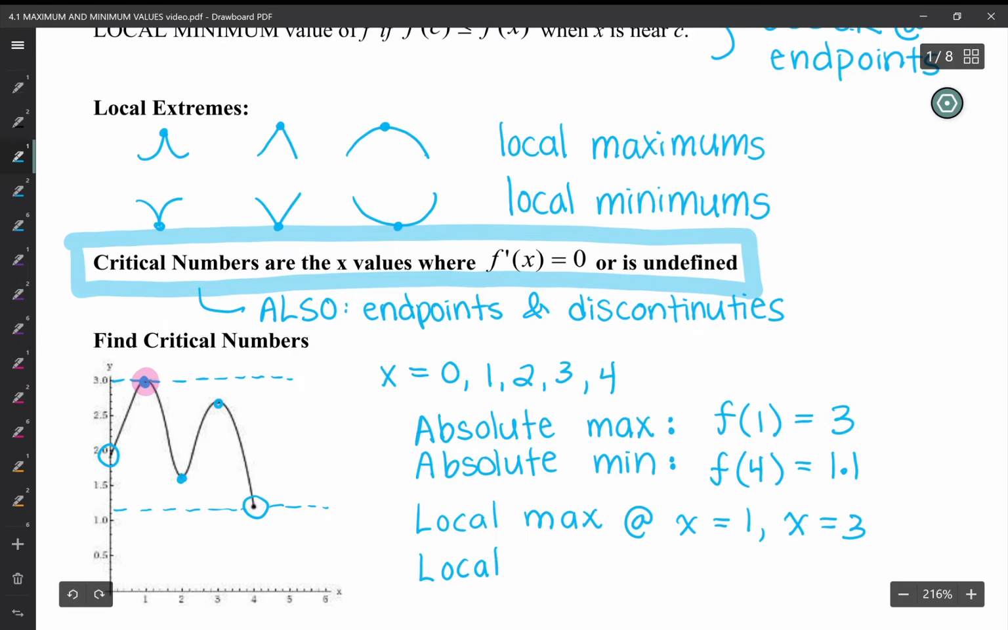Finally, this function has one local minimum at x is equal to 2. When x is equal to 0 and x is equal to 4, we're at endpoints, so these cannot be local maximums or minimums.